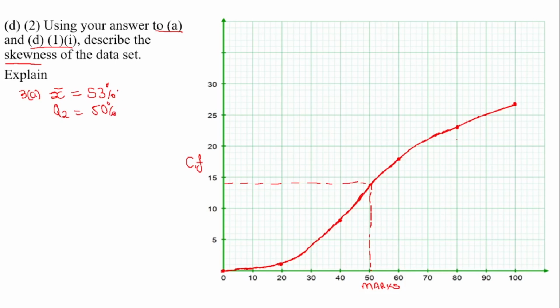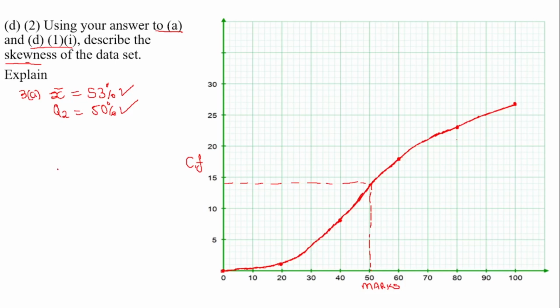So it becomes very easy to describe the skewness of the graph by using the mean and the median. Let me explain this. The mean, the median, and the mode are measures of central tendency, but the mean is the measure of central tendency that is affected by outliers.